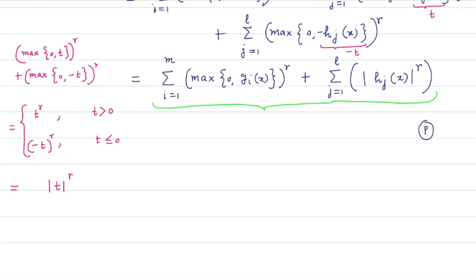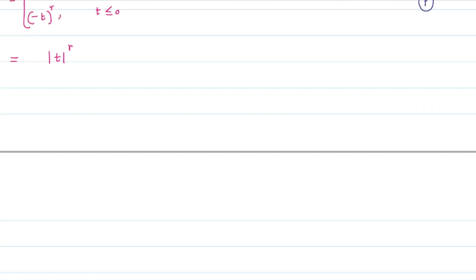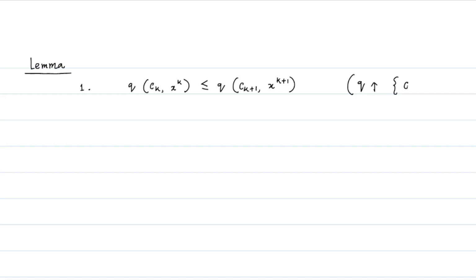The lemma that I would like to prove next is with regard to the behavior of the objective function of PC on the sequence xk. It states the following: that we have QCk xk is less than or equal to QCk+1 xk+1. That means this result says that the function q is increasing on the sequence ck, xk. Then the second is that the function f, the original objective function, on the sequential points xk, is also increasing.